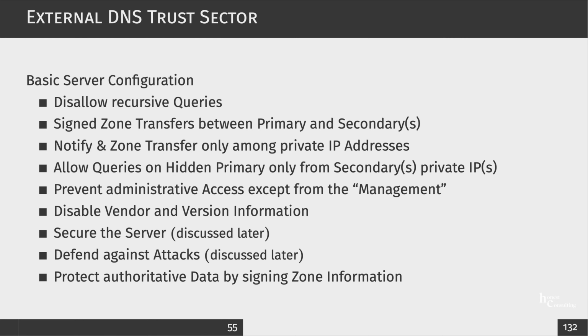The primary should only use the internal IP addresses for notifications and zone transfers, and when it comes to a hidden primary, the secondaries in the DMZ should only use the internal IP addresses to query the primary, for example, to check the serial of the SOA record if there are any changes.